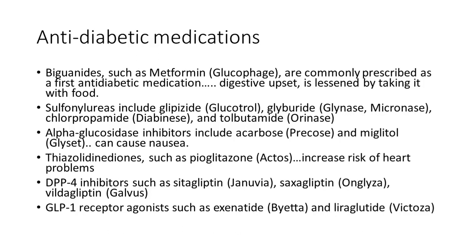Sulfonylureas are like glipizide, glyburide, chlorpropamide, and tolbutamide. I can't even say some of these. Alpha-glucosidase inhibitors. I've never even worked with any of these. Precose and Glyset, another causing nausea. Thiazolidinediones, I can pronounce Actos. This is one that's used a little bit more, but there are risks for heart problems with these.